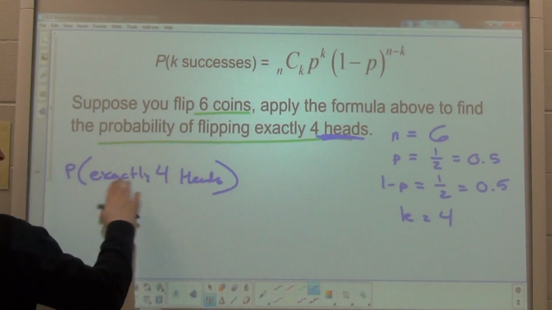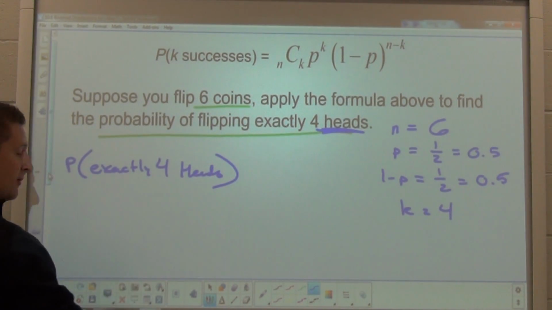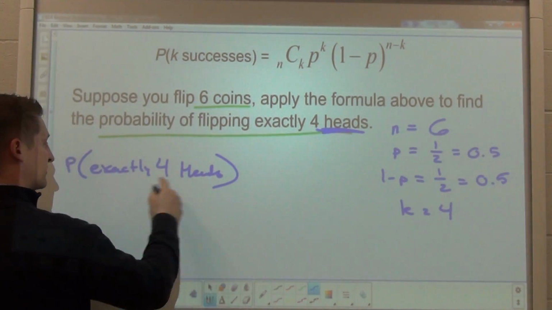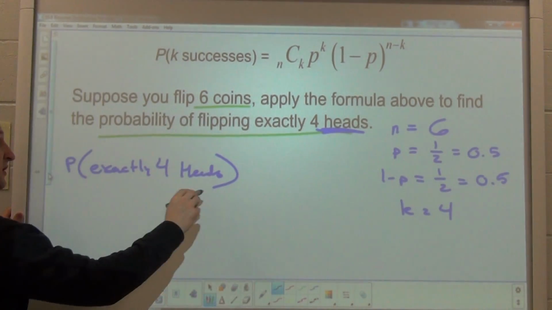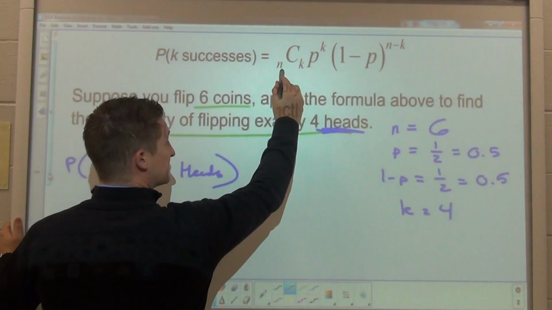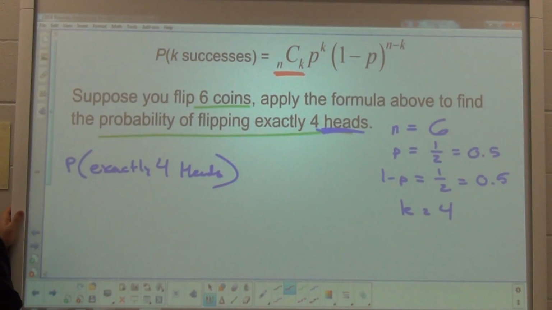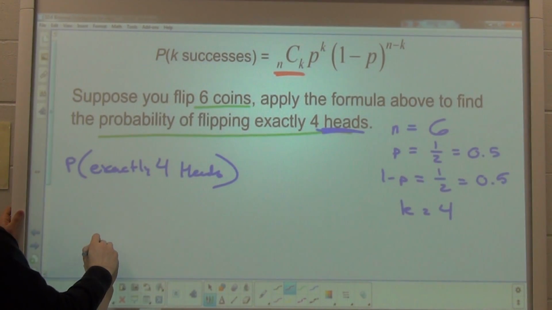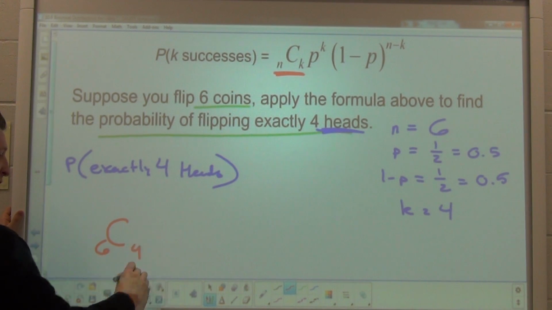Now, given all of those different things, I can use my formula. I'm going to find the probability of exactly 4 heads. Well, that's going to equal, start off with the nCk business, so that coefficient that comes from Pascal's triangle. Well, I've got 6 trials, and I want 4 heads.